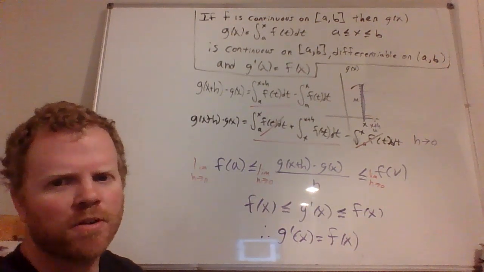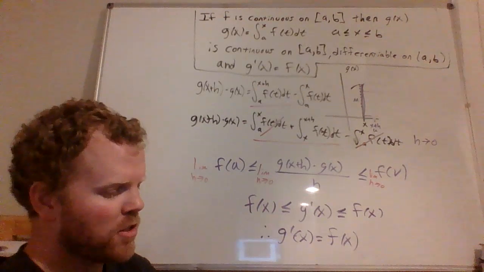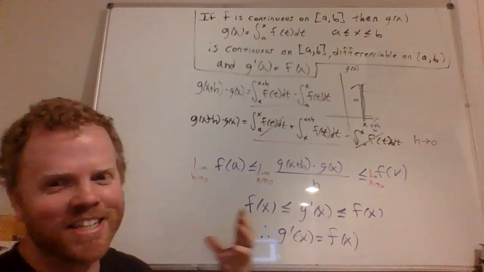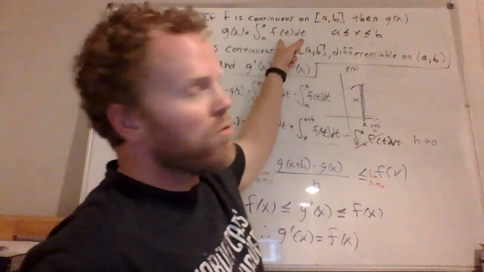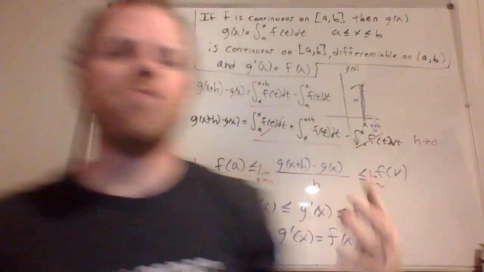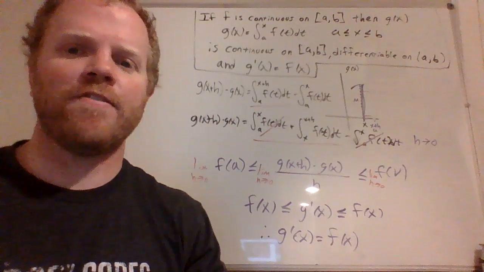Been a little while since we've done the squeeze theorem, but that's officially it. We have this big, wonderful, exciting discovery, and it's that g prime of x is equal to f, that the derivative of your function is equal to the function you're trying to integrate when it's defined as an accumulator function. And that is called the fundamental theorem of calculus, or FTC Part 1.